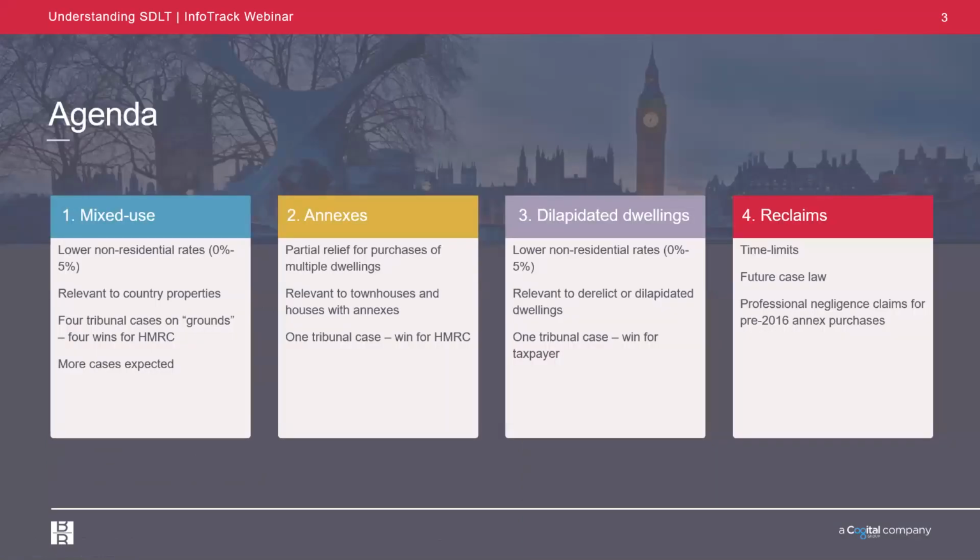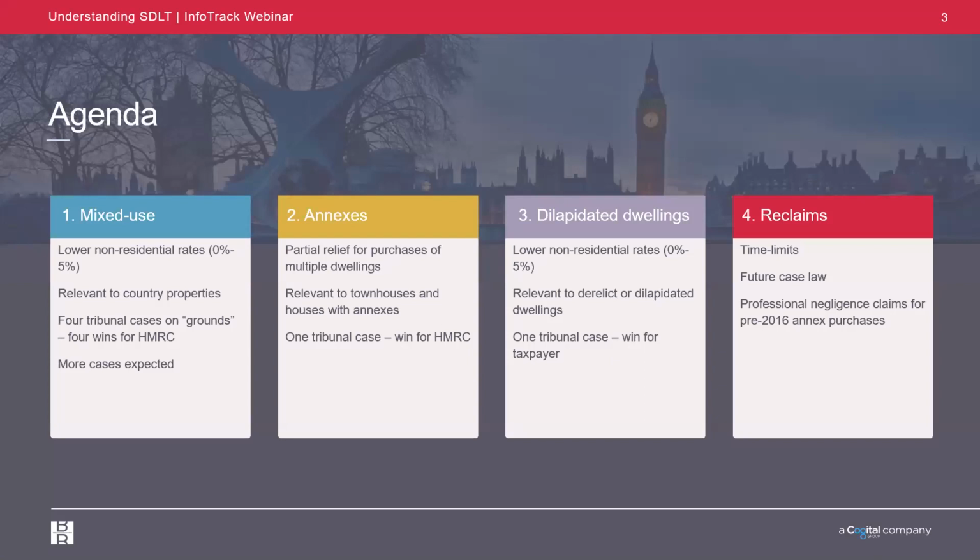Let's look at what we're going to talk about. I thought this would be the most relevant and interesting for you. So we'll start with mixed use, and in particular, in what circumstances the purchase of a country house with some adjoining land might be taxed at the much lower non-residential rates of stamp duty. In other words, 0 to 5% rather than possibly 3 to 15%. So a maximum rate difference of 10%. And we'll look at, in particular, 4 tribunal decisions and understand what they mean, try to draw some principles from those and apply those to future transactions.